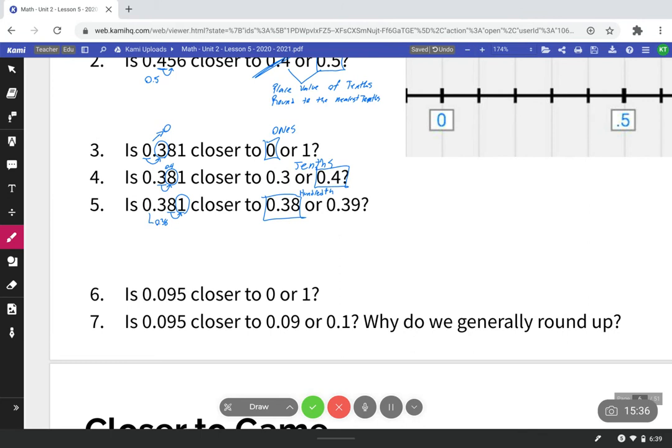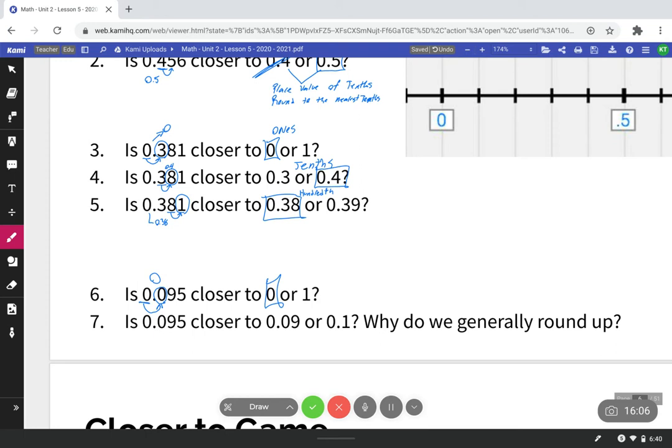Okay, do these last two on your own. Is 95 thousandths closer to 0 or 1? So we are rounding to the ones place. I go to the next place value. I see 0. So it is closer to 0.